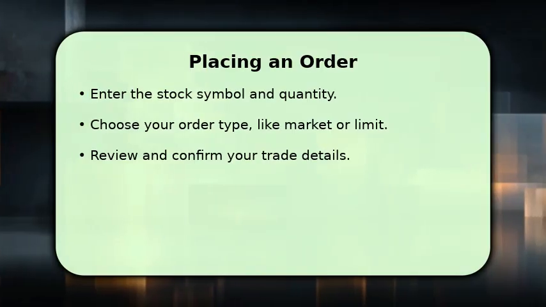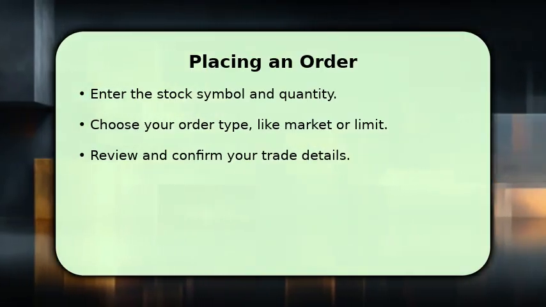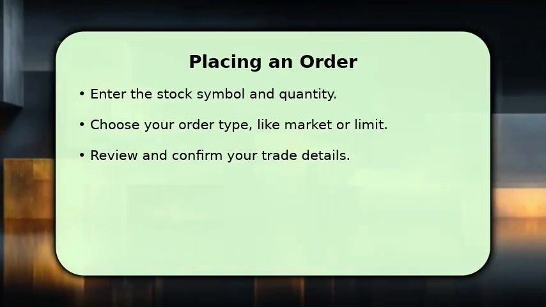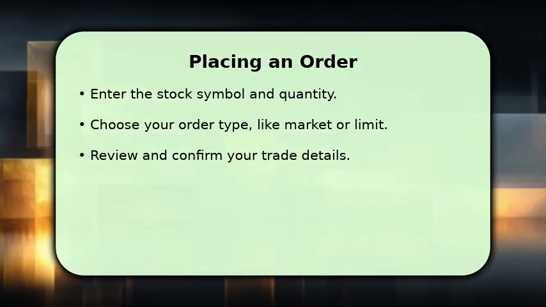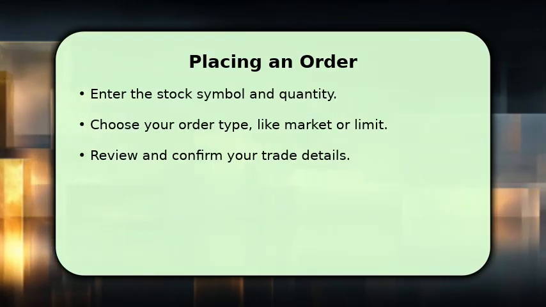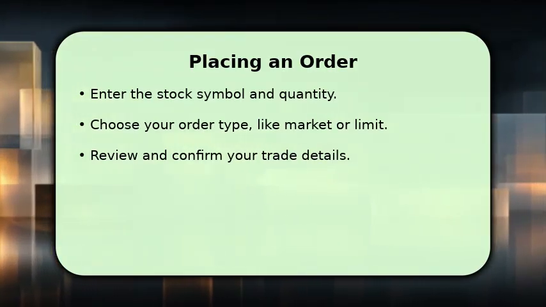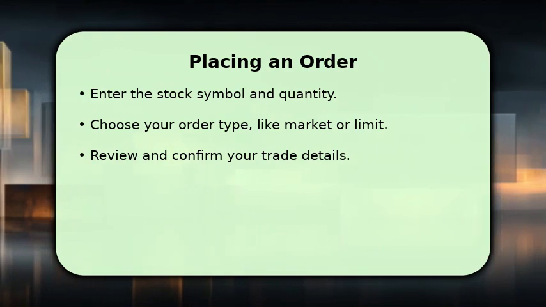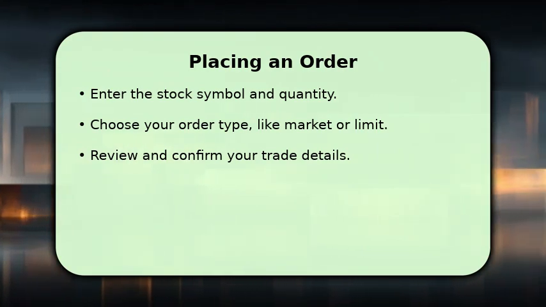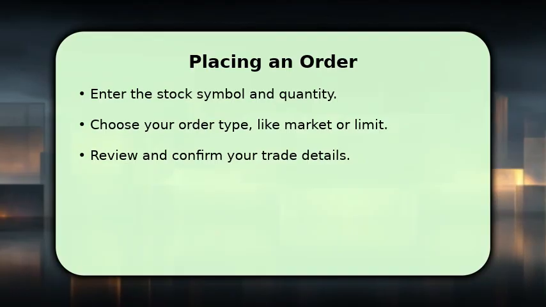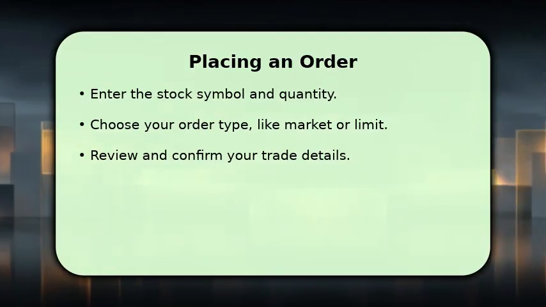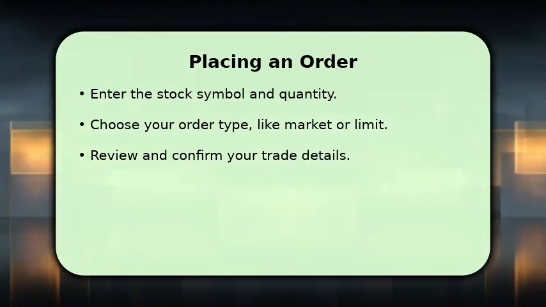Once you've found your stock, enter its symbol and the number of shares you want to buy. Next, select your preferred order type. A market order executes immediately at the current price, while a limit order lets you specify a maximum price. Always review all the trade details carefully before confirming your order to prevent errors.